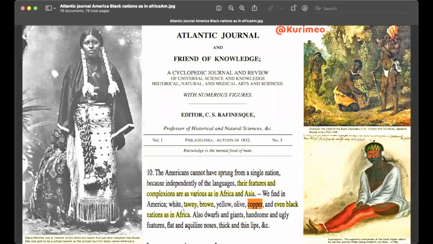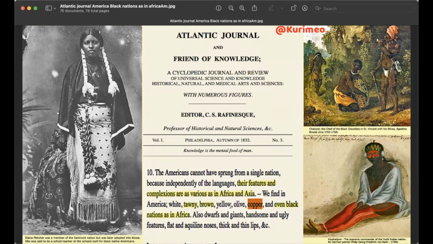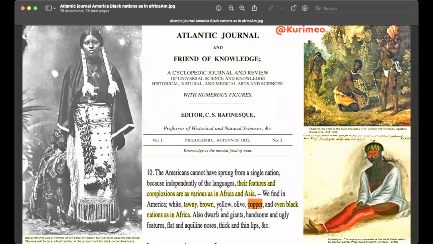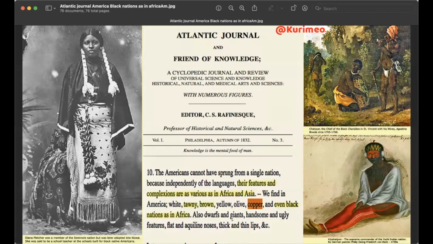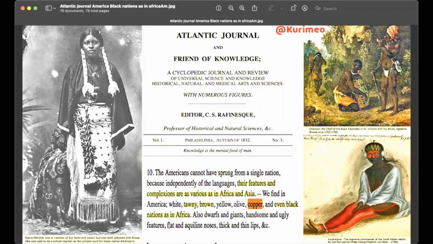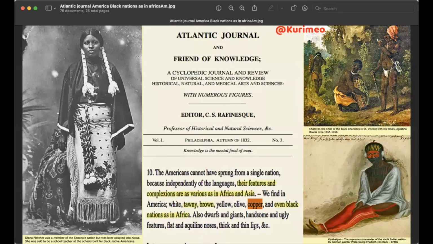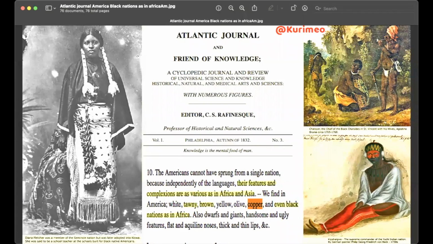We find in America white, so-called white, tawny, brown, yellow, olive, copper, and even so-called black nations, just like in Africa. Also dwarfs, short people, and giants, very tall people, handsome and ugly features, flat and aquiline noses, thick and thin lips. All right? All kinds of people here. America, the true old world.